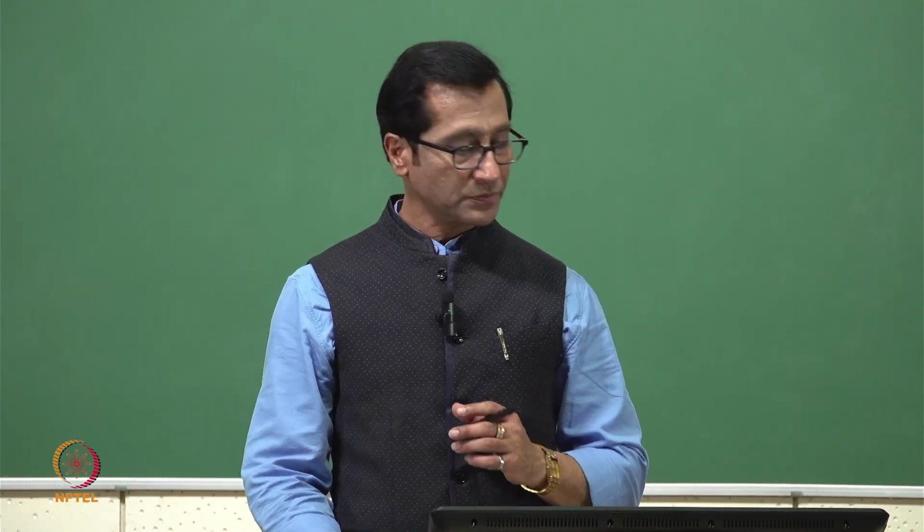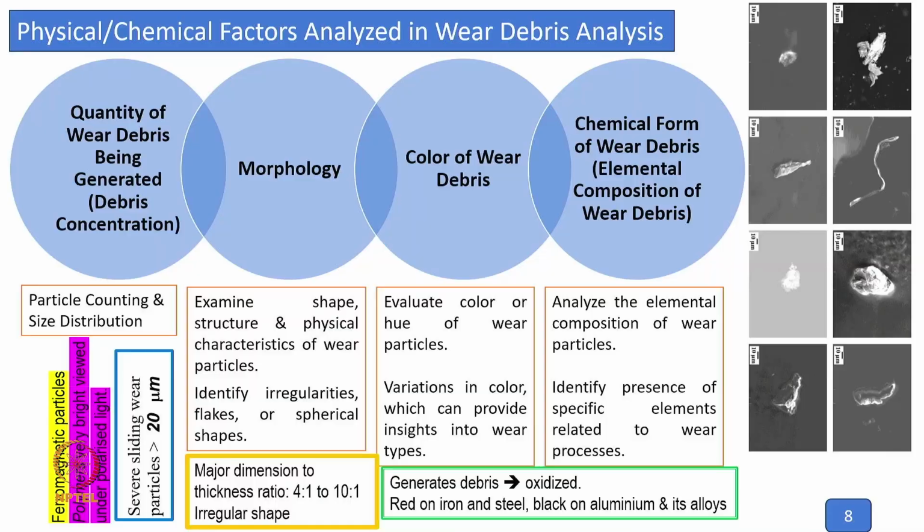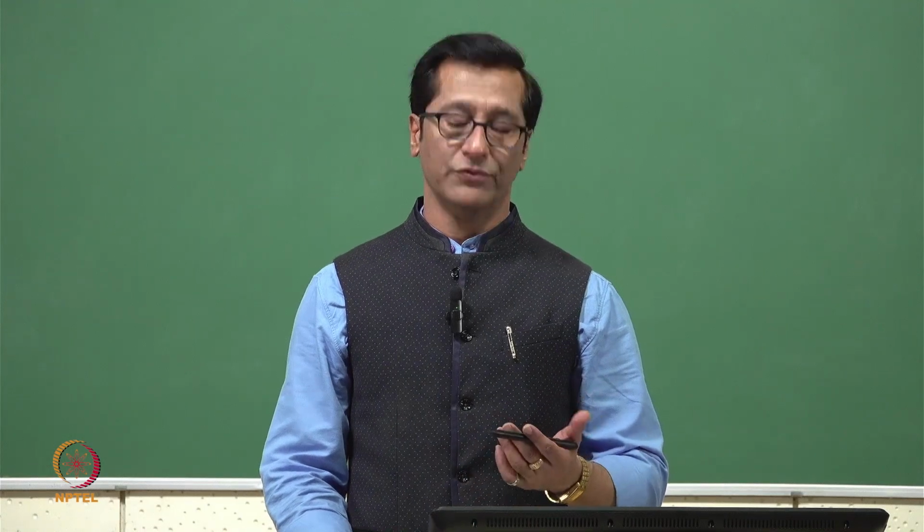So now that's why we say, instead of going for one or two, why not we think about the complete domain of physical and chemical factors. So what are the physical factors? We say debris concentration is one, morphology, color, and then the chemical form of the debris also. As I say, if oxide formation occurs, then we are really looking into the chemical form.